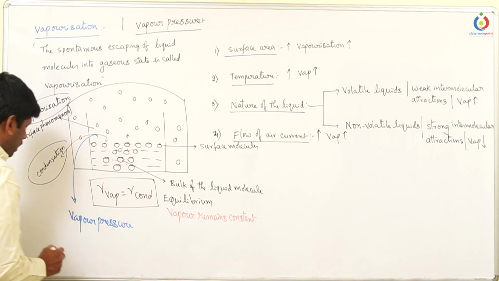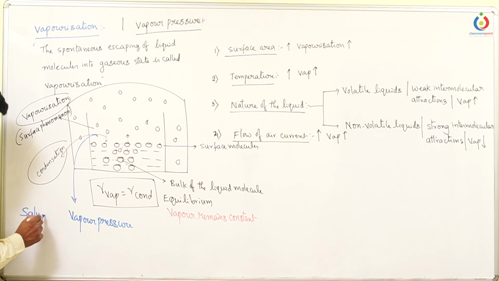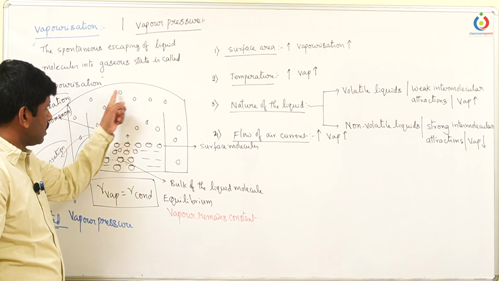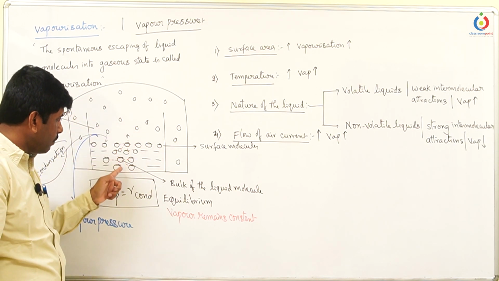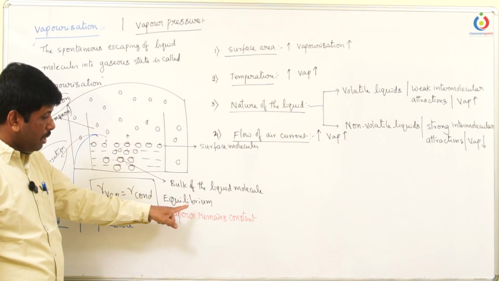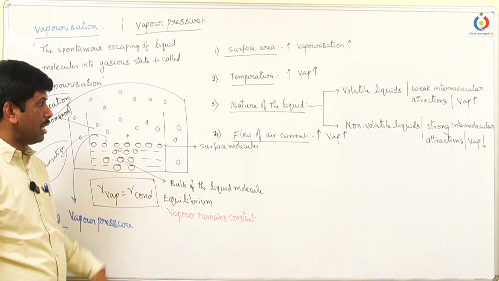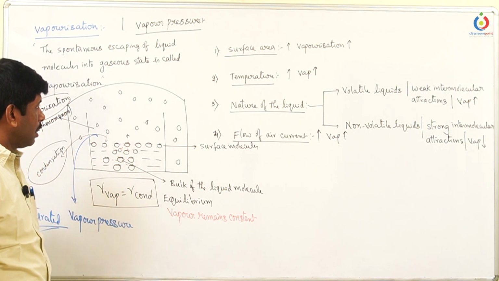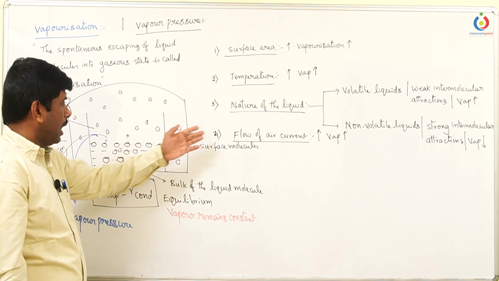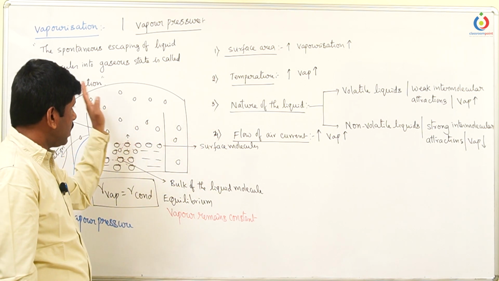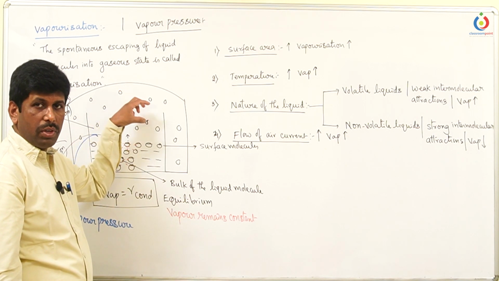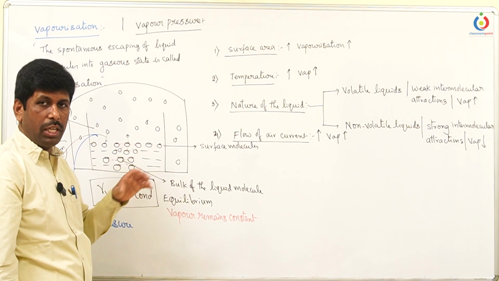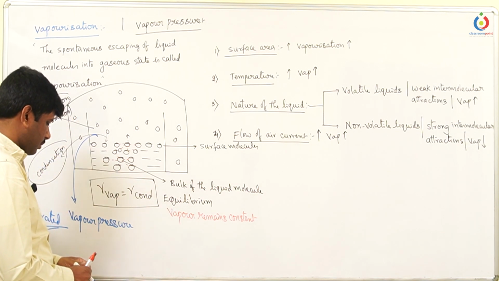And this vapor pressure is also known as the saturated vapor pressure, because the system has occupied the entire space available for it and reached this stage of saturation. That is the reason why equilibrium is established. Equilibrium is established only in closed containers, not in open containers. Why? Because in open containers, as we discussed earlier, the flow of air current will take the molecules away from the surface of the liquid, so the vapor molecules will not get the chance to come back into the liquid state, and equilibrium cannot be established.